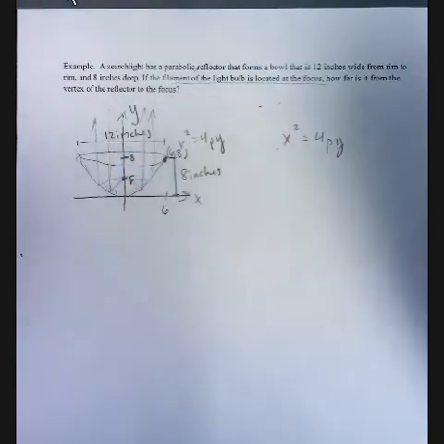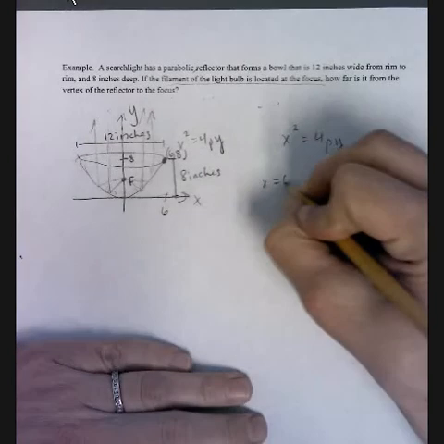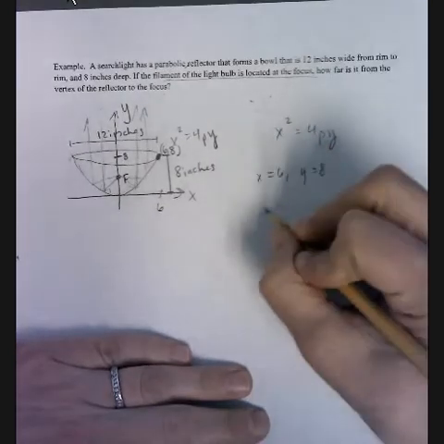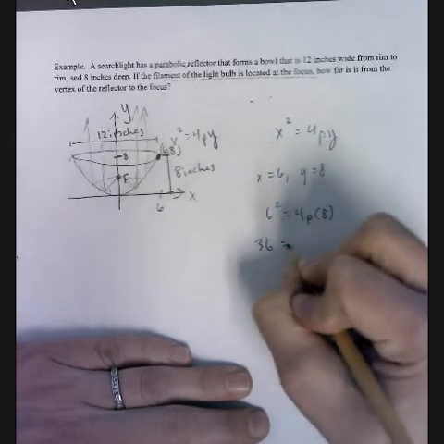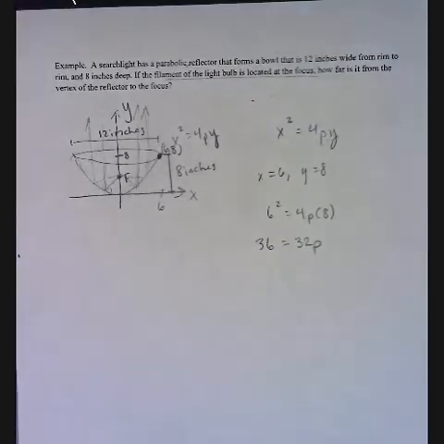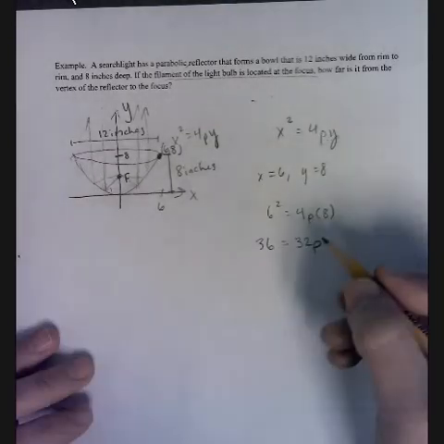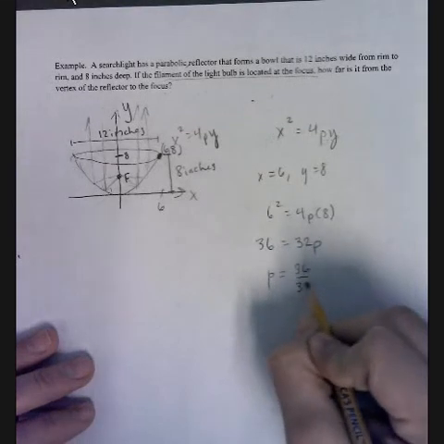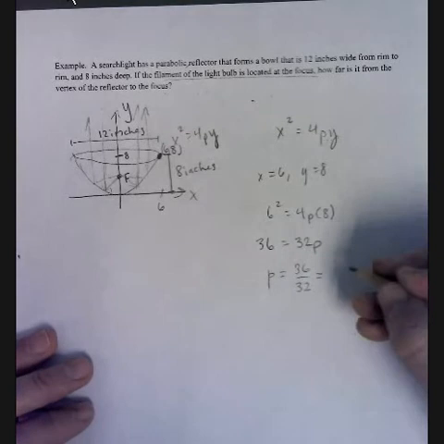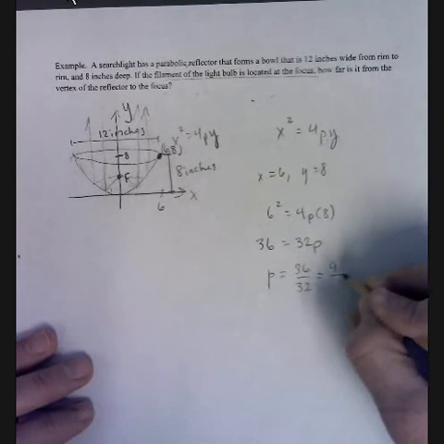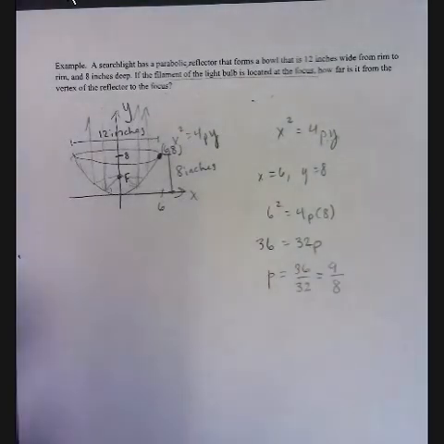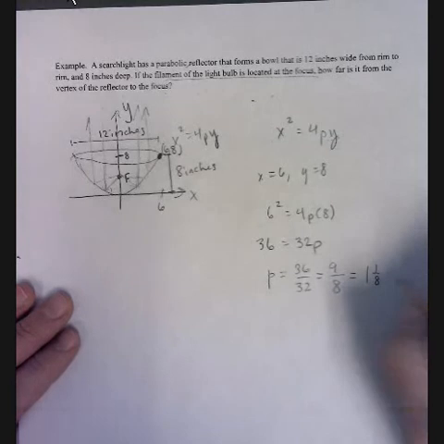So just plug in x equals 6, y equals 8. We get 6 squared equals 4p times 8. 36 equals 32p. And then divide both sides by 32. And p equals 36 over 32, which reduces to, well, 4 goes into there 9 times, 9/8, or 1 1/8. And that would be in inches. These were both in inches.